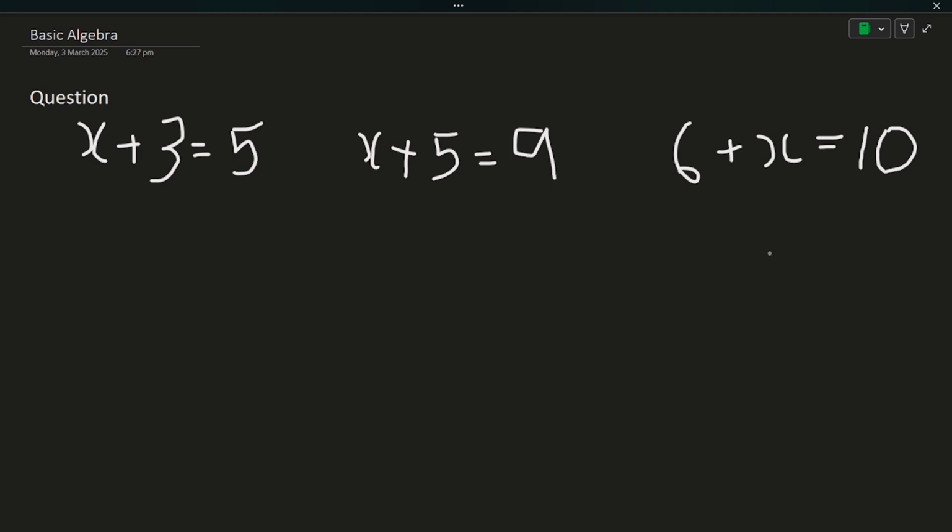x plus 3 is equal to 5. x plus 5 is equal to 9. 6 plus x is equal to 10. Now, I'm going to be starting a 20-second countdown. Starting in 3, 2, 1. You guys can pause it if you want, but I've already started the counter. So once this counter reaches the 20-second mark, I'll start presenting the whole thing with the answers and every other thing that is needed, like the bits and pieces, right?